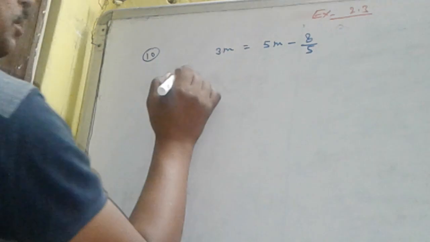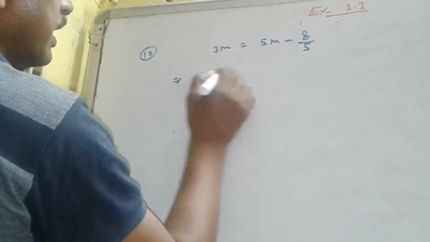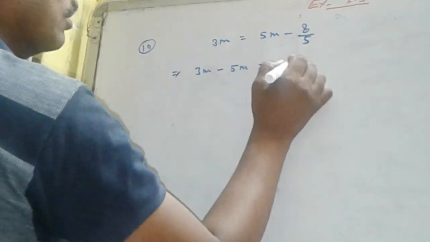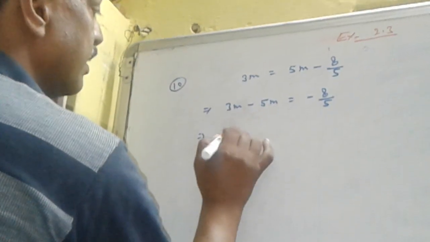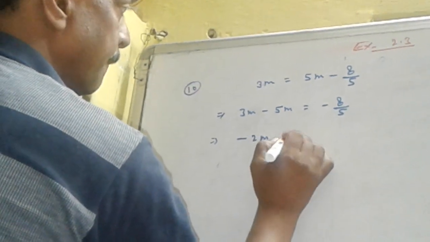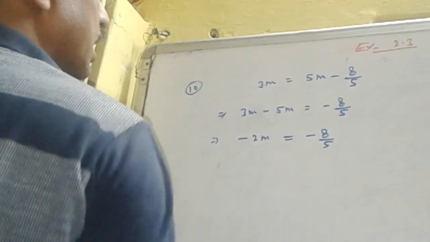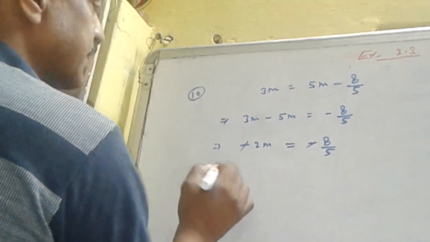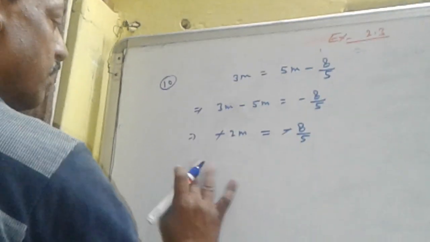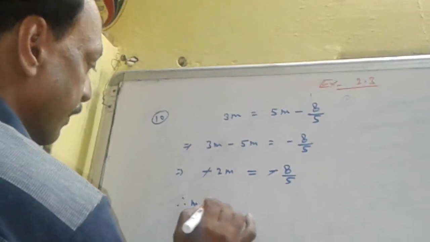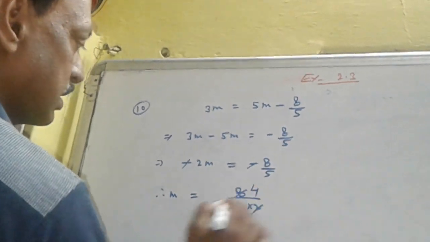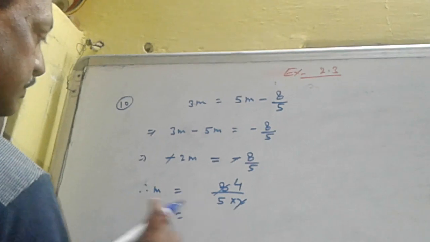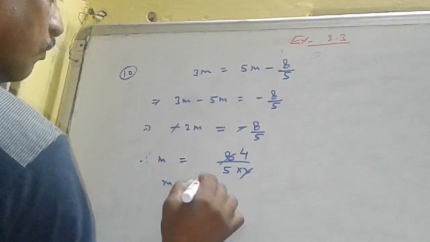Okay, same type of question. Take the m to one side. So 3m minus 5m equal to minus 8 by 5. Okay, calculate this. 3m minus 5m equal to minus 2m equal to minus 8 by 5. You can cancel out the negative sign from both sides. Now for the value of m, it will be 8 by 5 into 2. 2 times 4 is 8. So the value of m is 4 by 5.